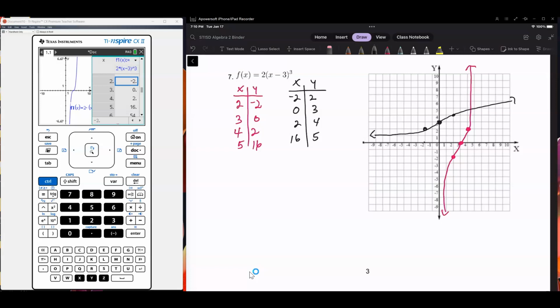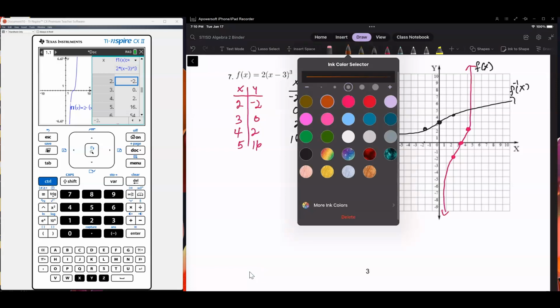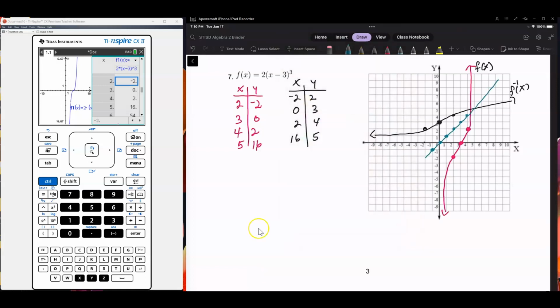Now remember, when we have these two functions, we have f of x, and then we have the inverse of f. We know that the mirror will be y equals x. And so I want you to go ahead and draw the mirror. So here's a mirror. It's just a reflection of the two functions over y equals x. Now the second part is we have to go ahead and find the inverse. So we have y equals 2 parentheses x minus 3 cubed.